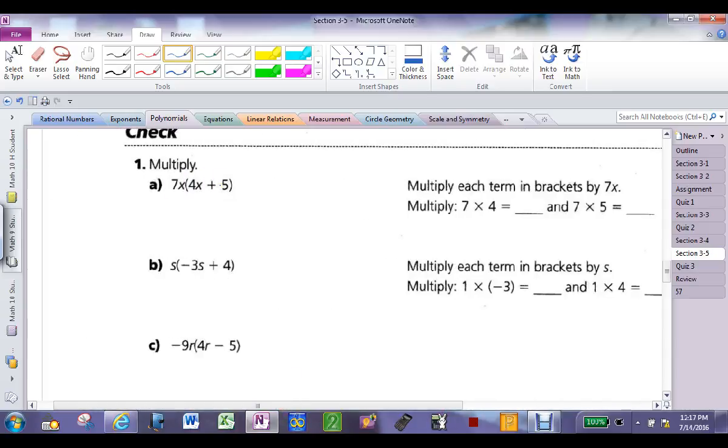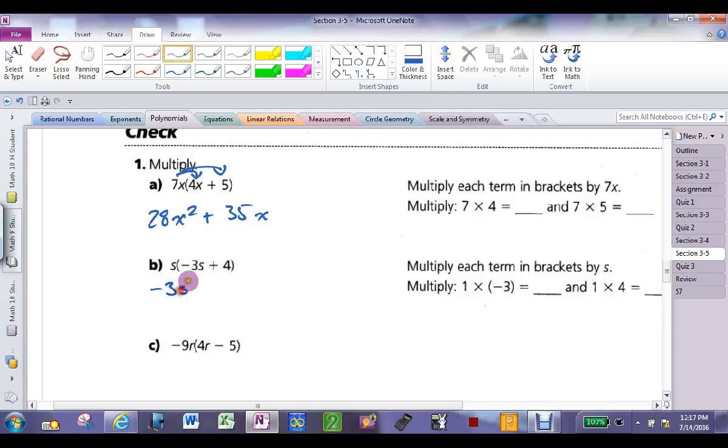What do I do here? So multiply and then get a number. Numbers with numbers, 28. Letters with letters, x squared. Right? Okay. Plus. Does it stay plus? Why? Because there's no negative at the front. 7 times 5, 35. Does the letter change? No, sir.